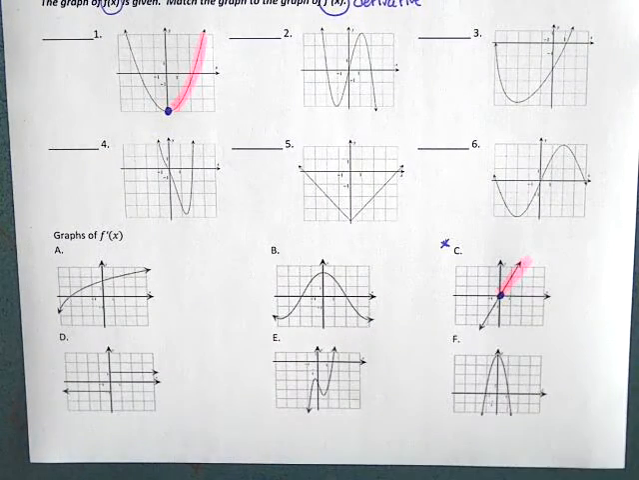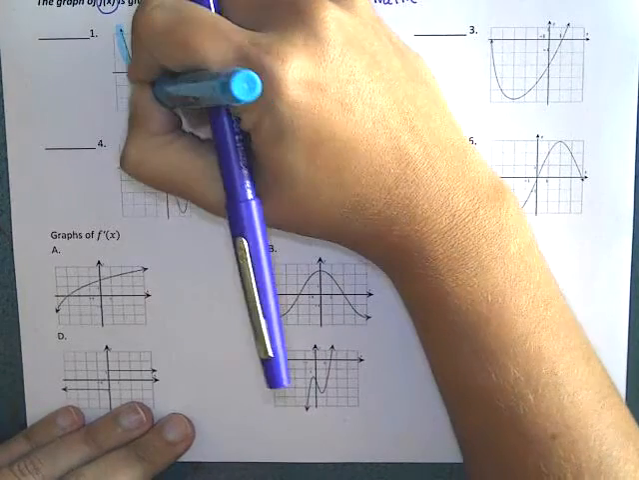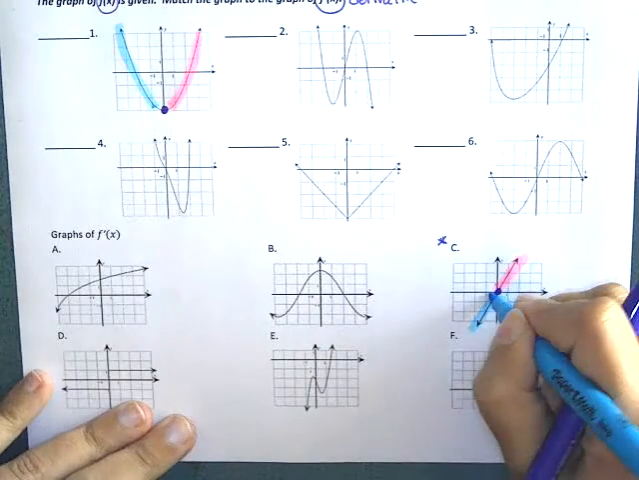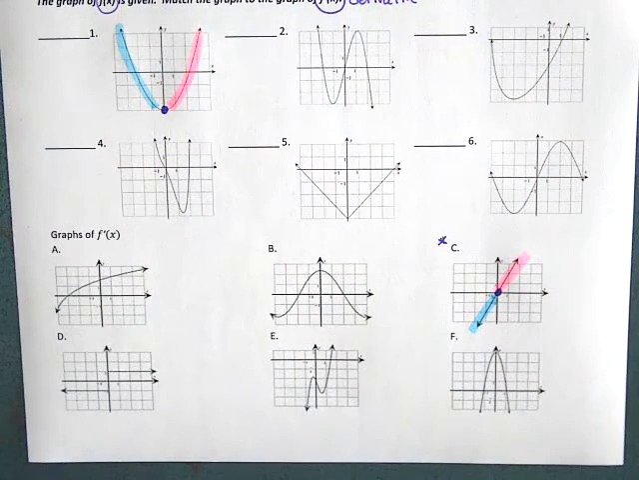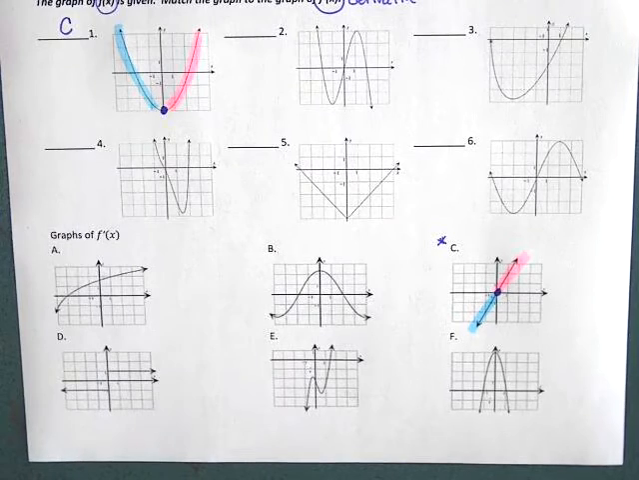This original graph is going downhill on the left-hand side, so we would expect to be below on the right-hand side, which we are. That means that C has to be the graph of its derivative. Now let's look at number 2.